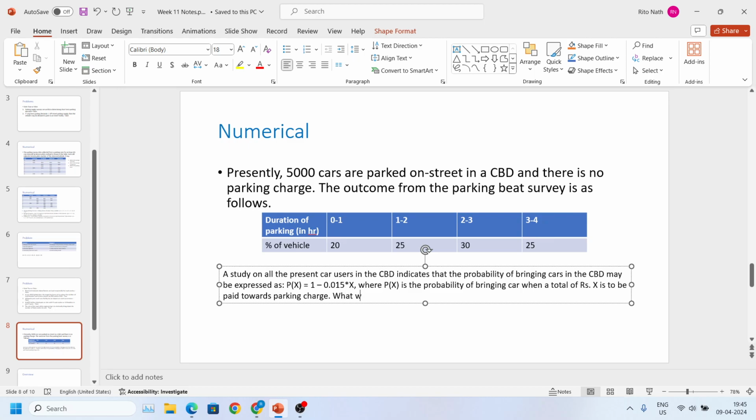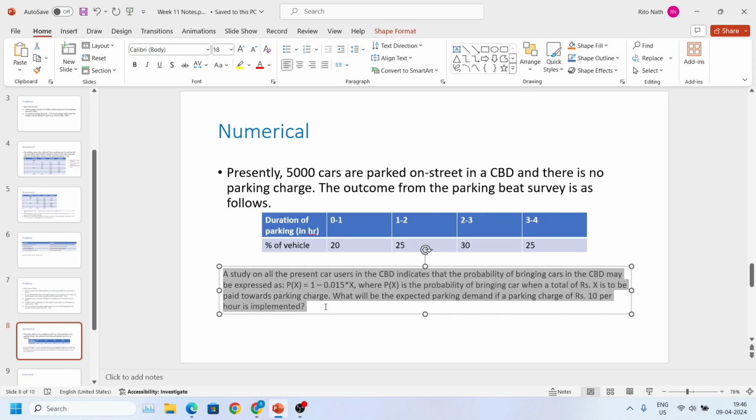So what will be the expected parking demand if a parking charge of rupees 10 per hour is implemented? So that's your question. You can take a photo of this data and start solving. I'll solve it in the next slide.